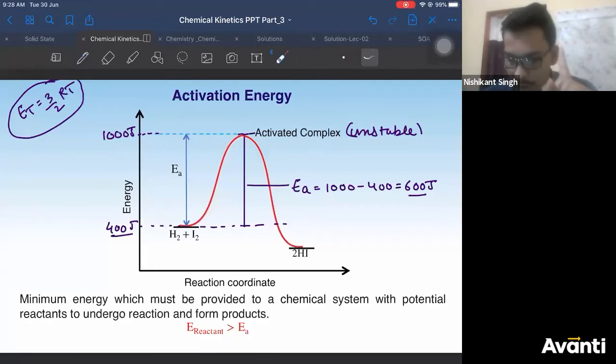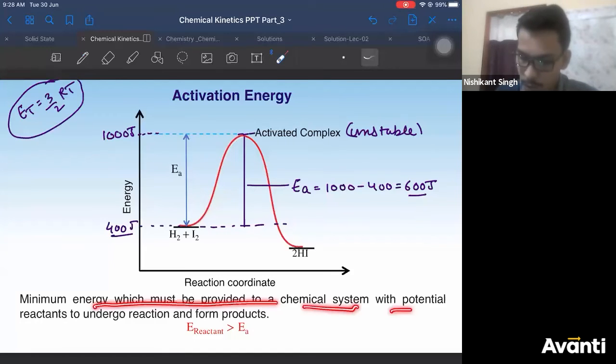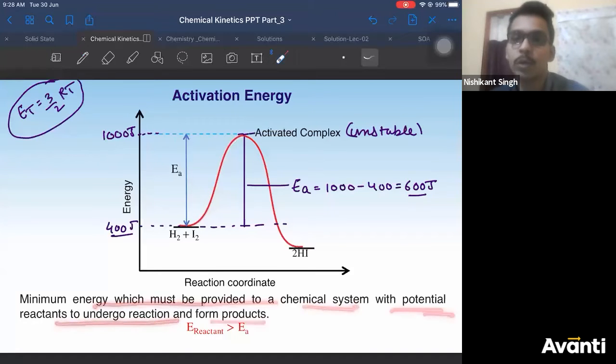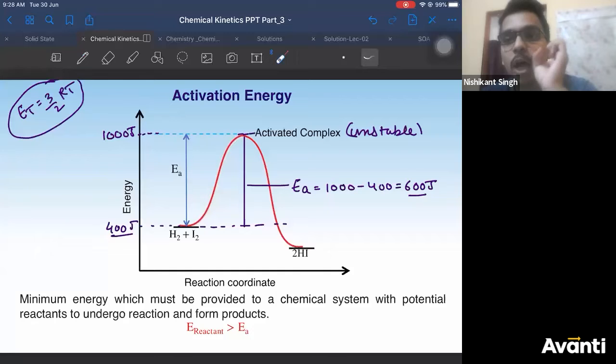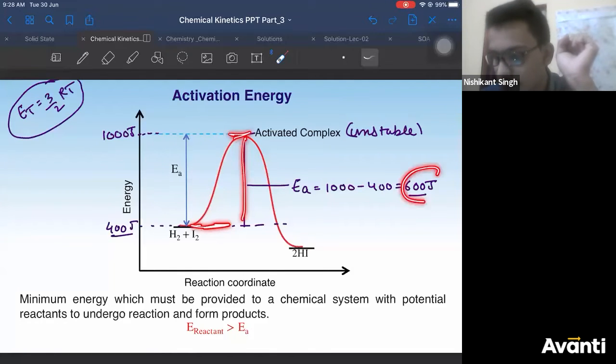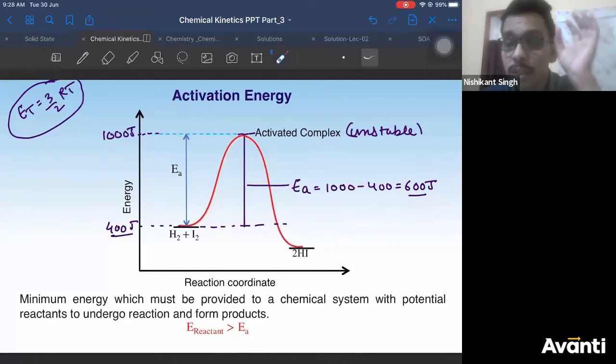So in short, you can say the minimum energy which must be provided to reactant molecules or a chemical system in order for the reactants to undergo reaction and form products is known as activation energy, right? I hope it is clear. So reactant molecules should absorb how much energy to reach here? 600 joule. So 600 joule is your activation energy.